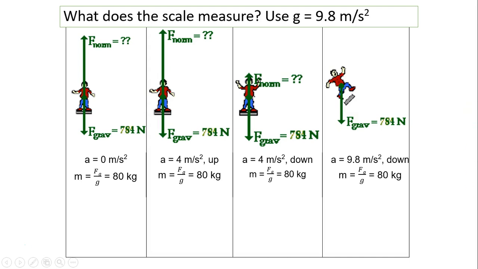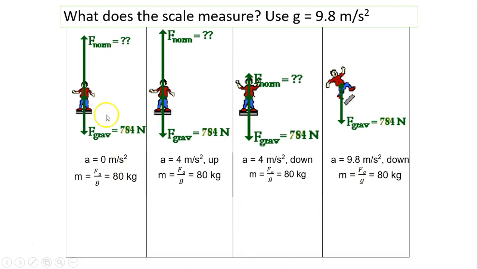Now, what does the scale measure? The scale measures the normal force. The normal force is the scale pushing you up. That's the force the scale exerts on you. So in all these different situations, first you are in the elevator moving at a constant speed. How do I know? Because acceleration equals 0. We can figure out the mass by using mass equals weight divided by g. Use g equals 9.8. So the mass is 80 kilograms. It's the same person, so the mass is the same for all situations.